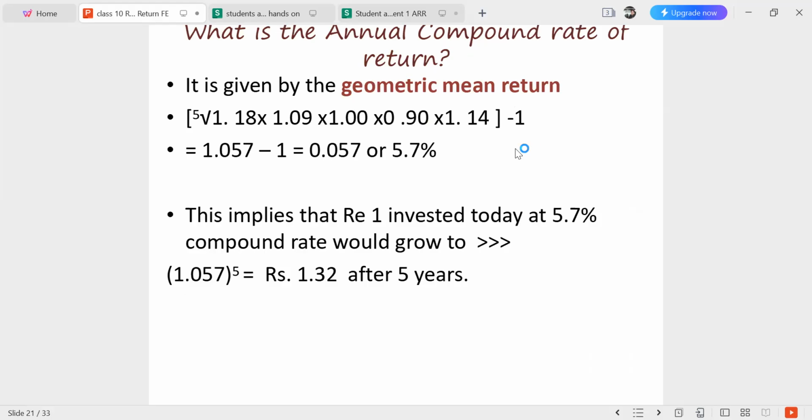So it implies in a reverse way that if you invest rupee 1 today at 5.7%, then your annual growth rate, you can see, you just take the reverse. The fifth root of this is 1.32 after 5 years. So if you want the annual growth rate, you have to take the geometric mean, where your geometric mean is the nth root of your total return every year.